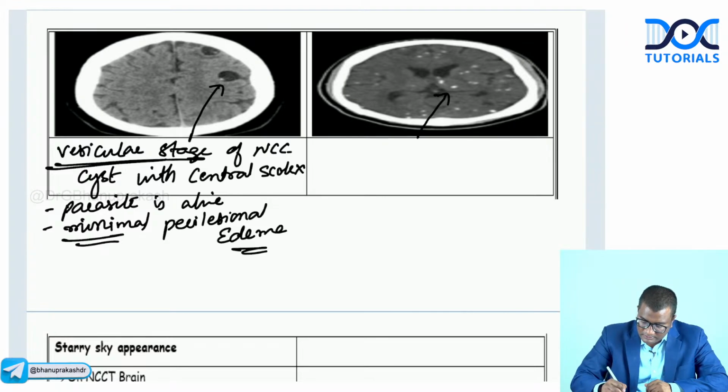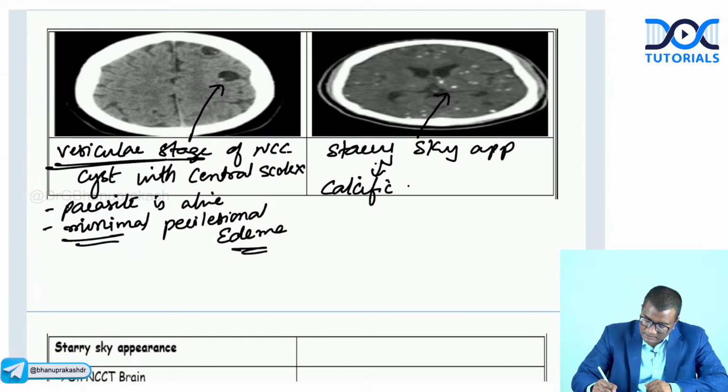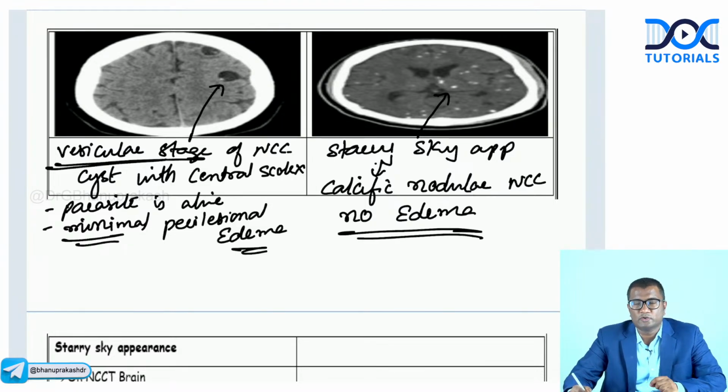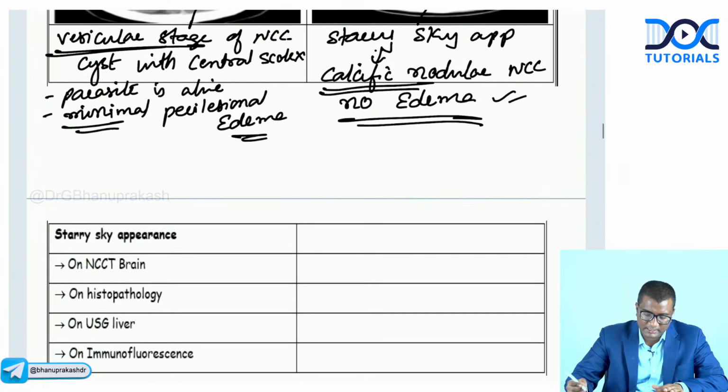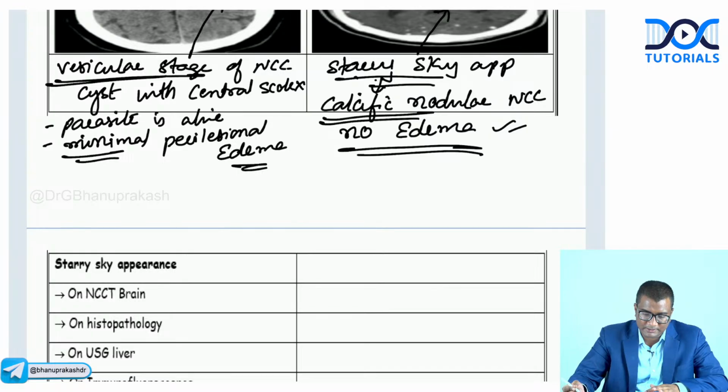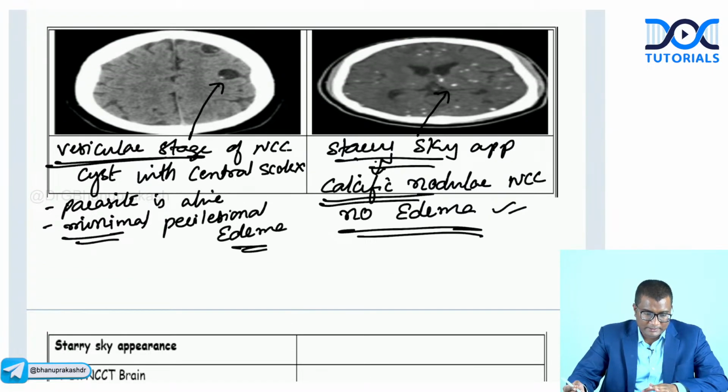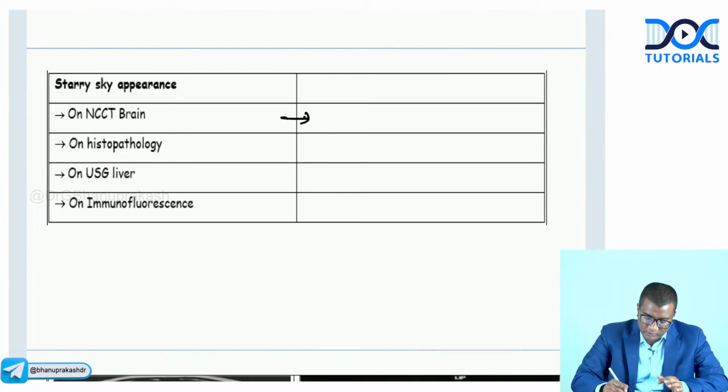But when there is this starry sky appearance, this is suggestive of the calcific nodular stage of neurocysticercosis, and there will be no edema in this calcific nodular stage. So in the vesicular stage, there is a cyst with a central scolex, and you have minimal edema around it. In the calcific nodular stage, there is no edema. If they ask you no edema, the answer should be calcific nodular stage. Starry sky appearance also is calcific nodular stage, right? Next, can you tell me starry sky appearance? This you understood, calcific nodular stage.